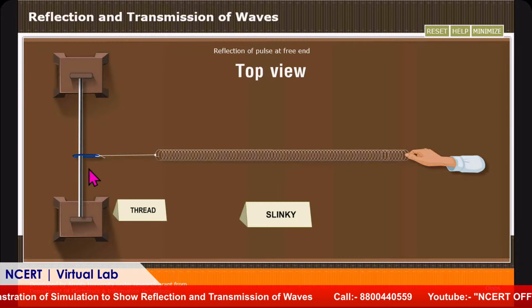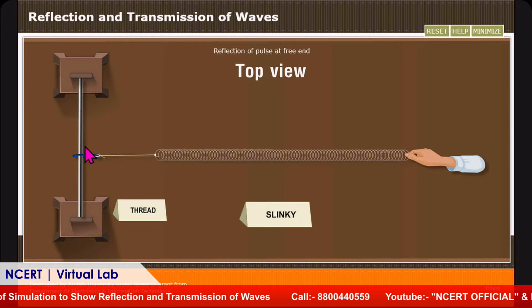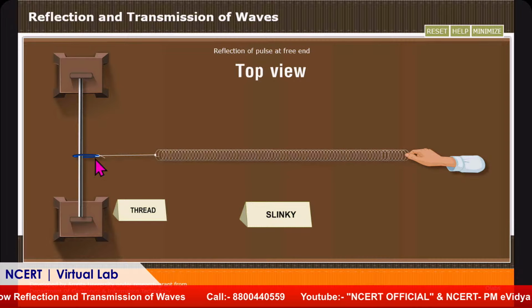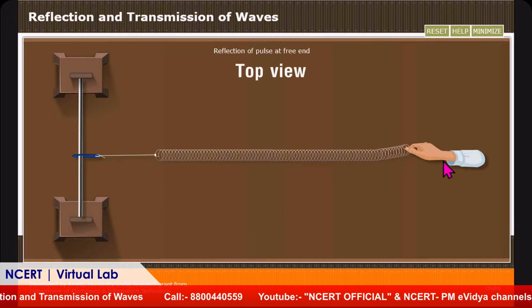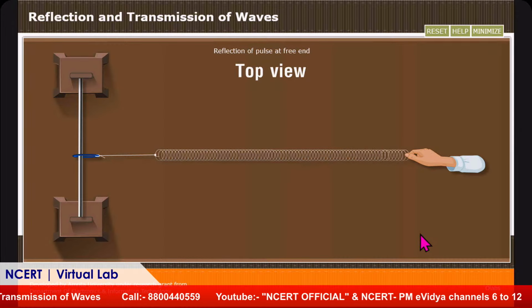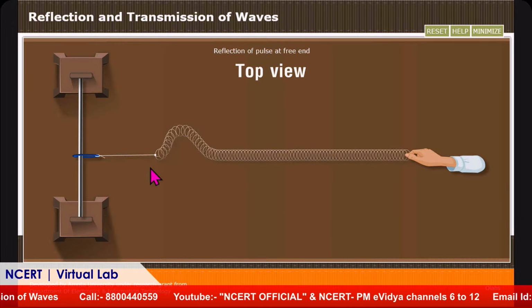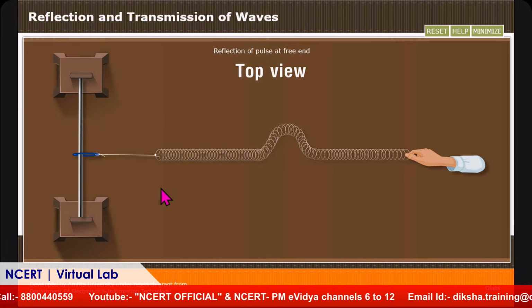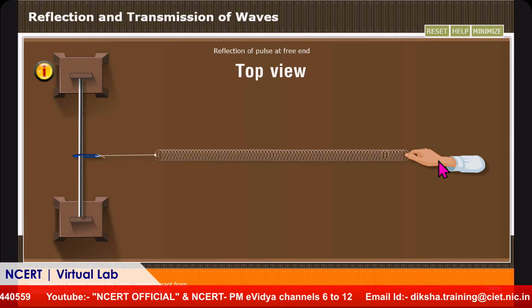Next, this is the second case, where we have taken the open loop. Now this boundary is not fixed, this is a free end. In this case, as I click, the pulse moves towards the end and gives double the amplitude, and it is reflected back into the same medium.